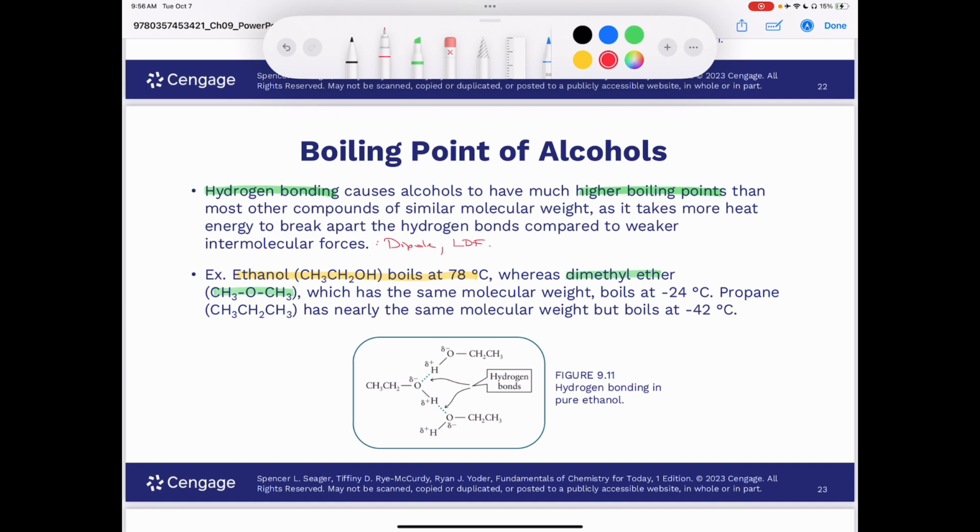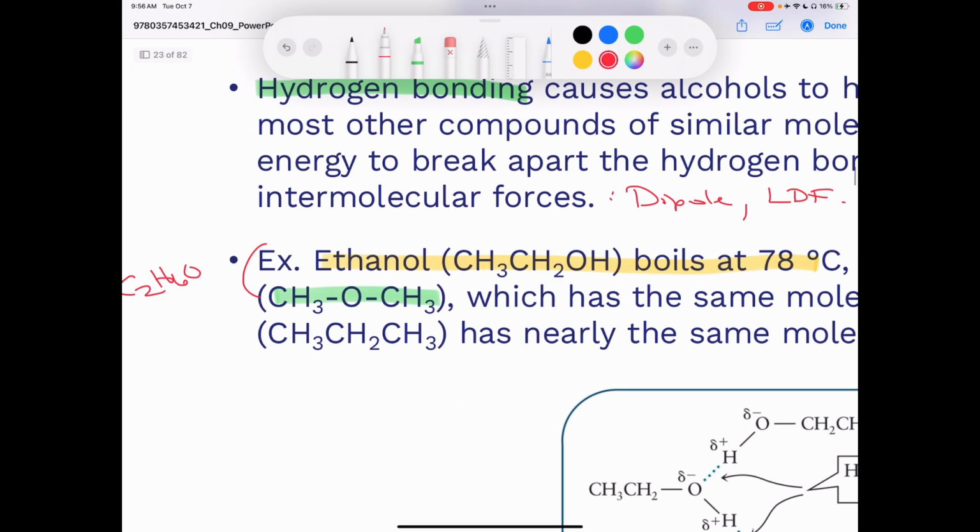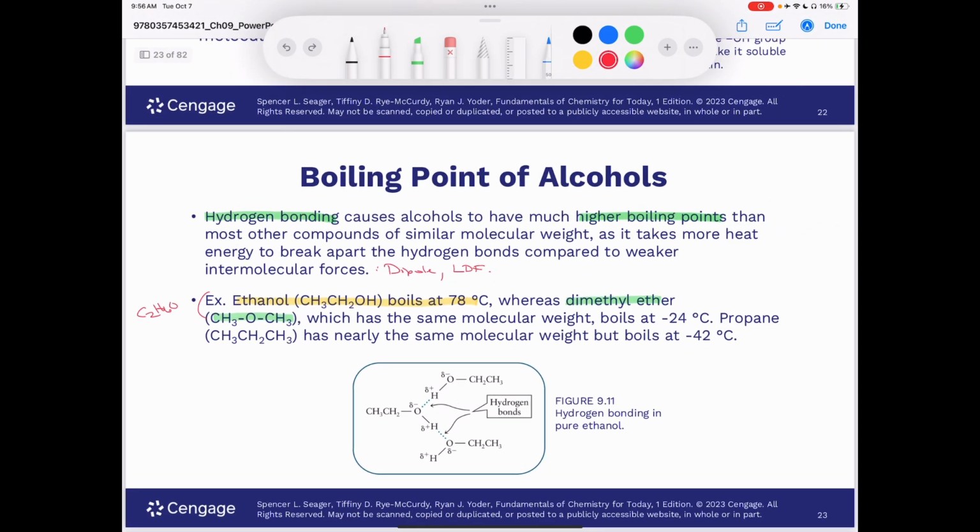exact same molecular formula, right? They are both C2H6O, but it boils at -24, meaning it's a gas at room temperature. Why? Because it doesn't have hydrogen bonding in it, because even though there's an oxygen in it, the oxygen is not attached to a hydrogen, is it? It's attached to two carbons.